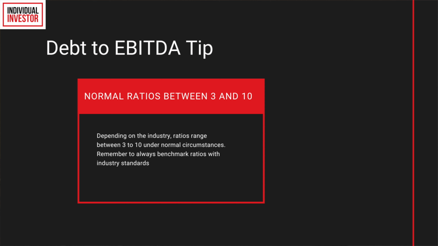It is also important to compare the debt to EBITDA ratio over multiple periods of time. Ideally, you want to see the debt to EBITDA ratio decrease over time or at least remain flat or constant. If the debt to EBITDA ratio increases period after period, this could mean that the company is either borrowing more money or that the EBITDA is decreasing over time. And to wrap this up, normal ratios range from 3 to 10 in normal circumstances. But as always, please remember to always benchmark your ratios with industry standards.